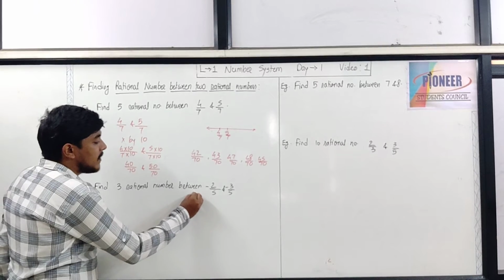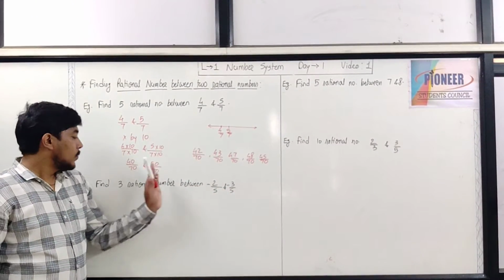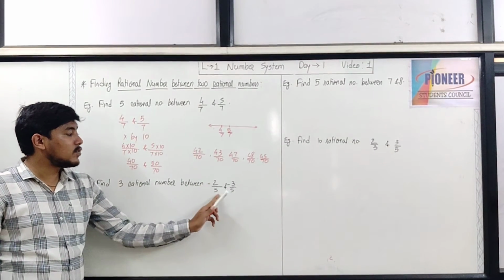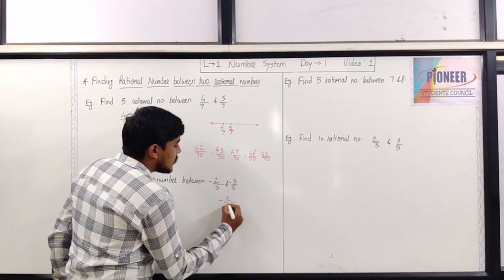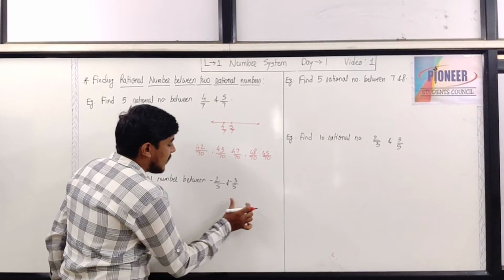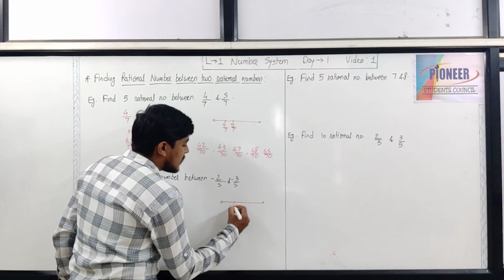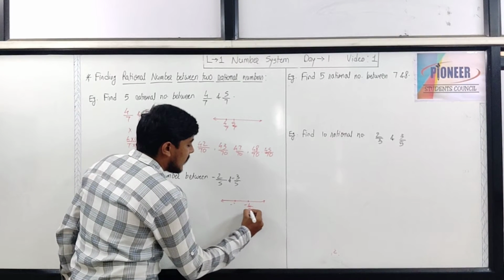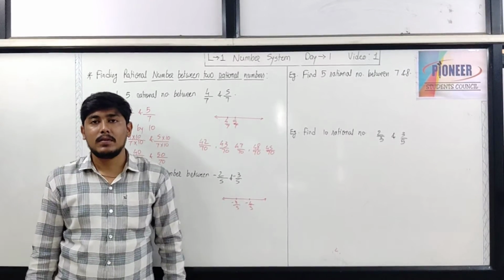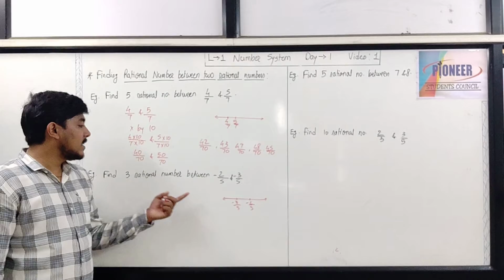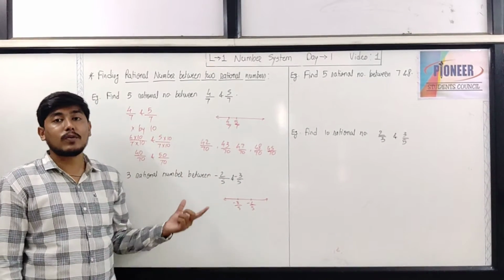Find three rational numbers between minus 2 by 5 and minus 3 by 5. If we represent them on a number line, it will be minus 2 by 5 and this will be minus 3 by 5. These numbers look continuous, and there is no number between these two numbers. But we have to find three rational numbers. So how to find them?